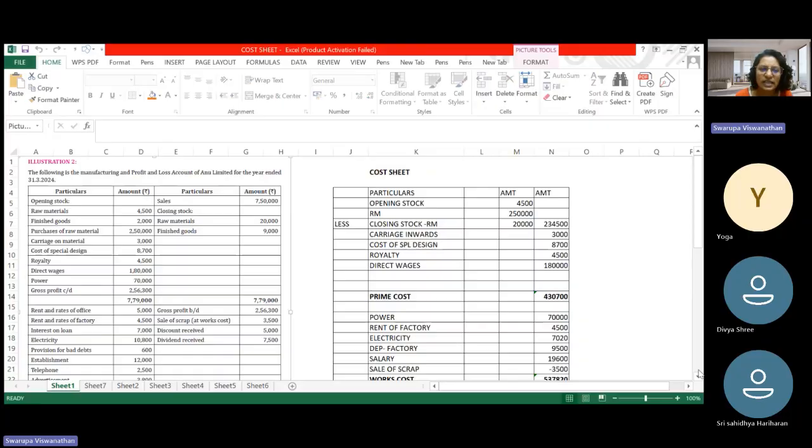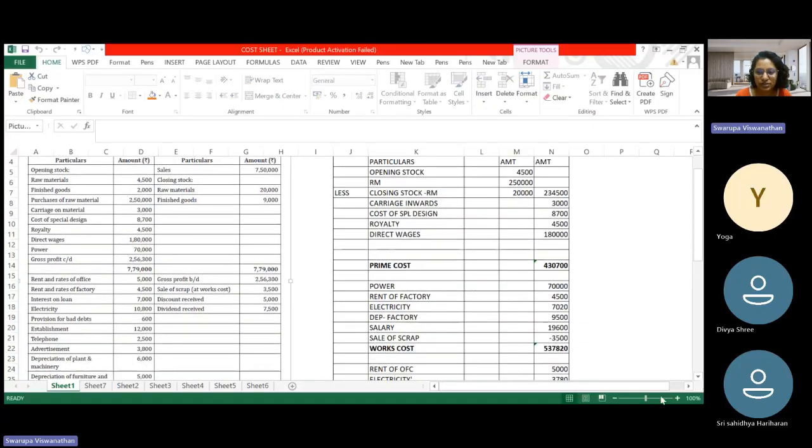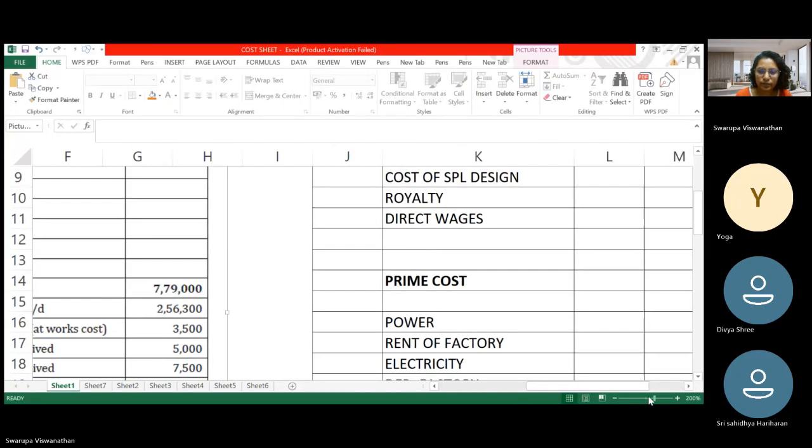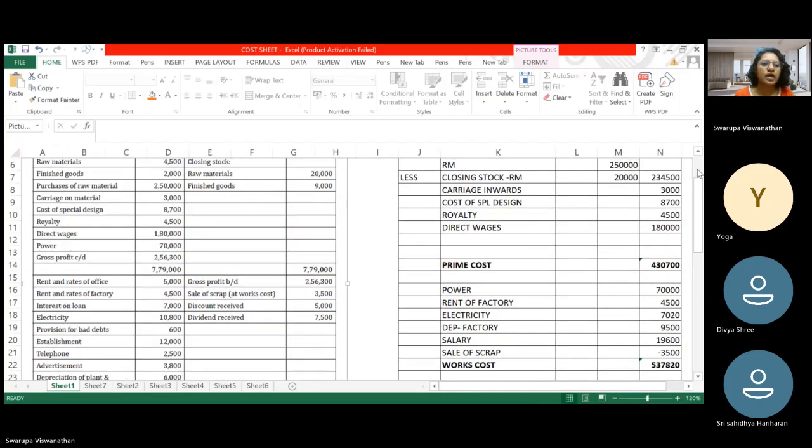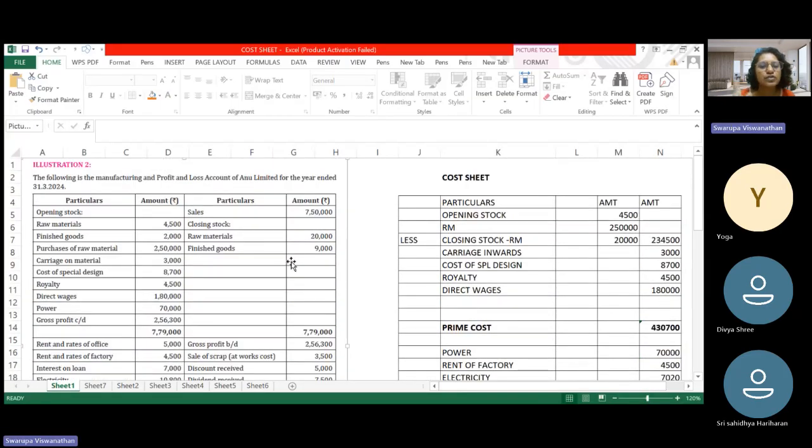The first question is relating to preparing a cost sheet. The first question I have selected is preparation of cost sheet. Preparation of cost sheet is very important because 100% there will be a question on it. As cost accountants, we should know how to prepare a cost sheet. What are the costs that are to be included in prime cost? What are the costs that should be included in works cost? And what will be the components of cost of production and cost of sales?